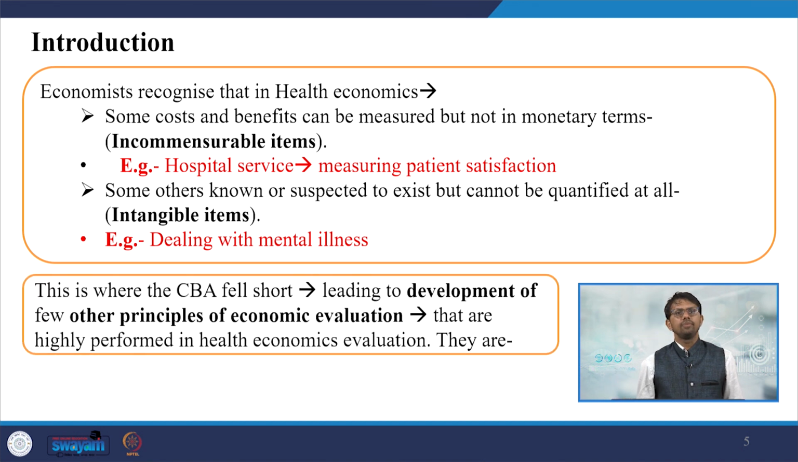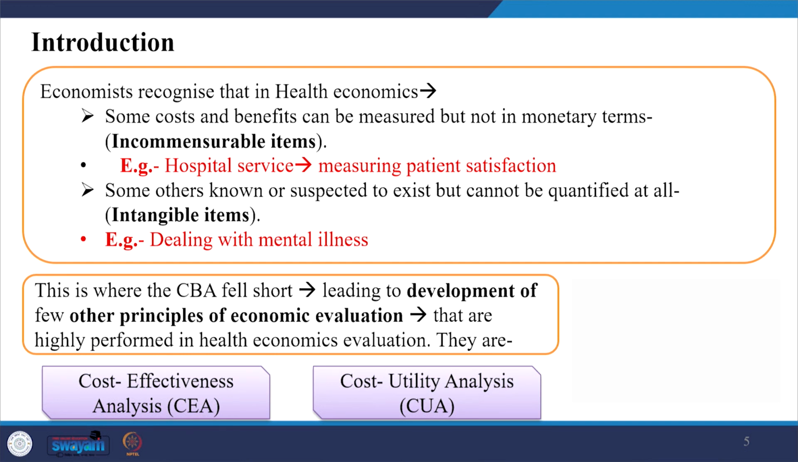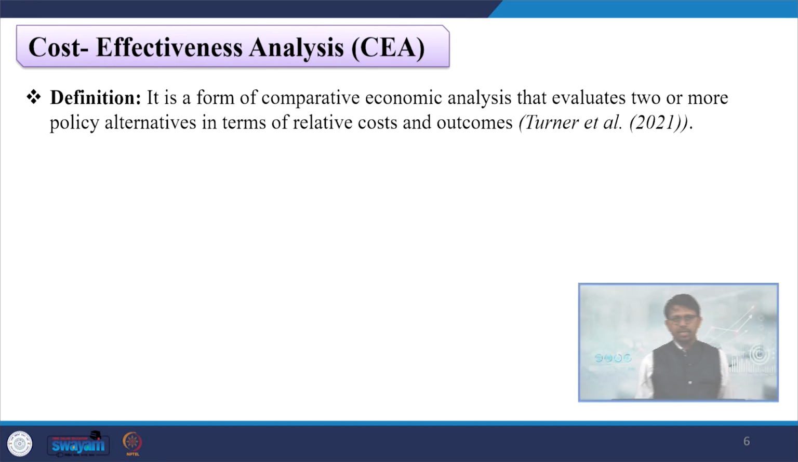This is where the CBA fell short. That leads to the development of a few other principles of economic evaluation that are highly performed in health economics evaluation. They are, as I already said, CEA, cost effective analysis, and cost utility analysis. Okay. So, now starting with CEA, we will just compare it with the CBA method which we discussed, and we will find out why this is different.